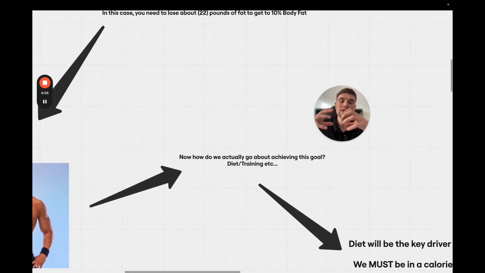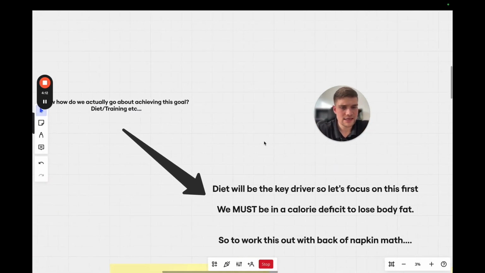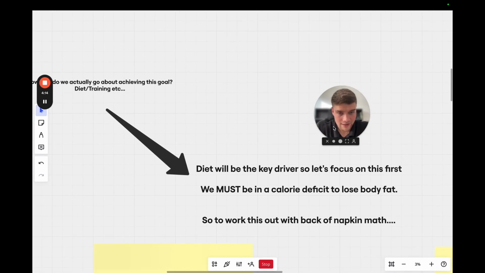Now, obviously we've worked out our numbers. We've worked out our target weight and how much body fat we need to lose, but how do we actually go about achieving this goal? Now, I'll be honest, diet is going to be the key driver here, so let's focus on that first. Training is one part, we'll come on to that, but diet and nutrition is 80% of the whole process of losing body fat, so we need to know about that first.